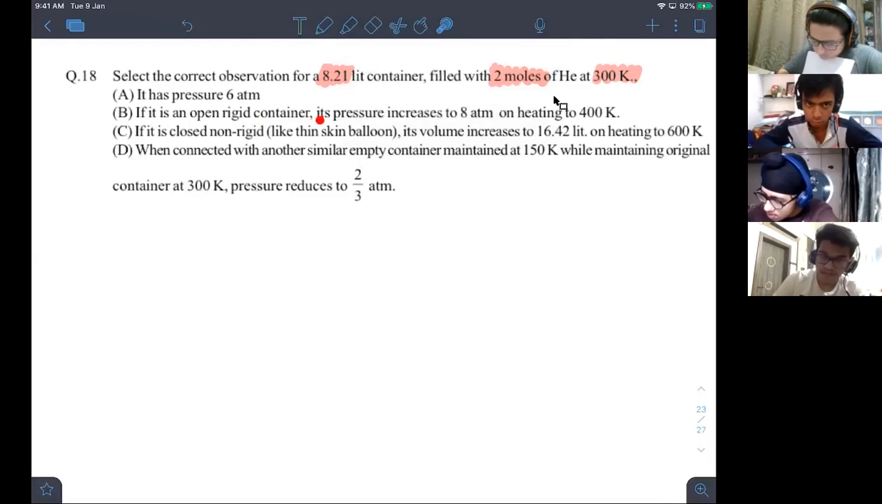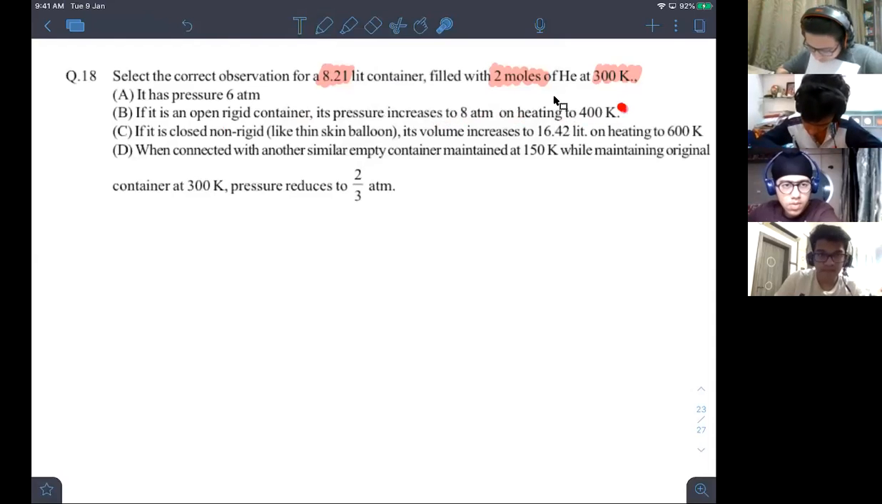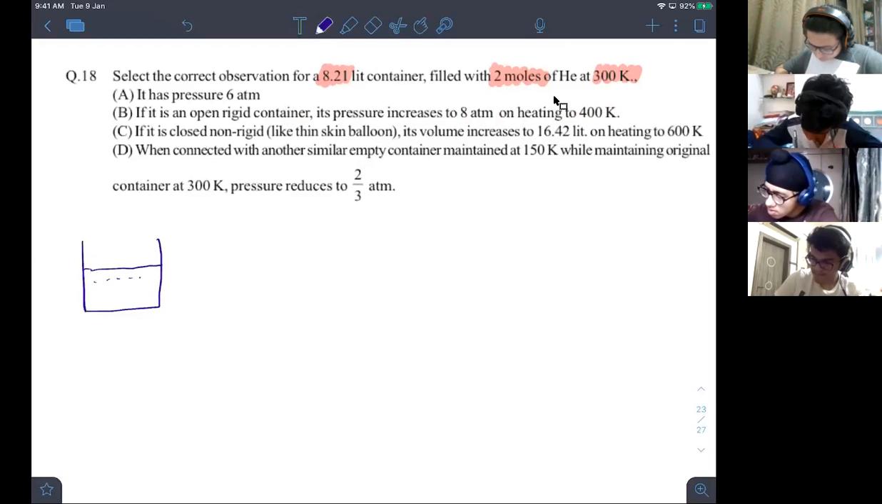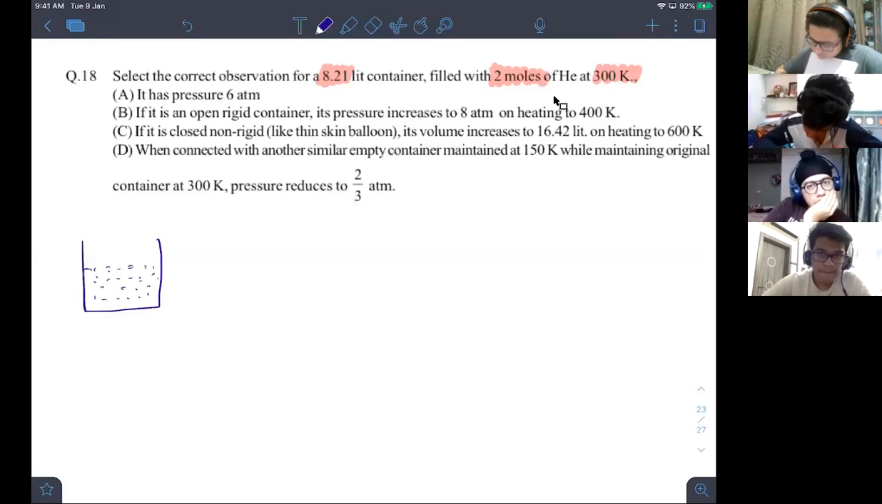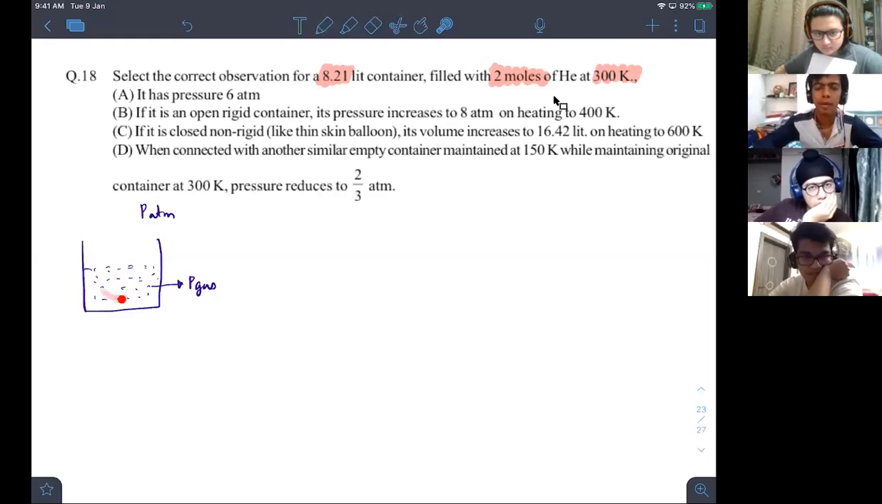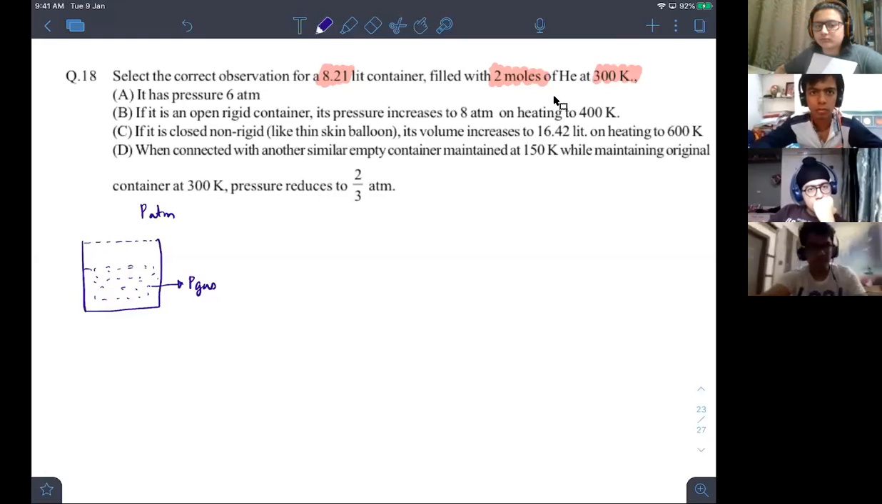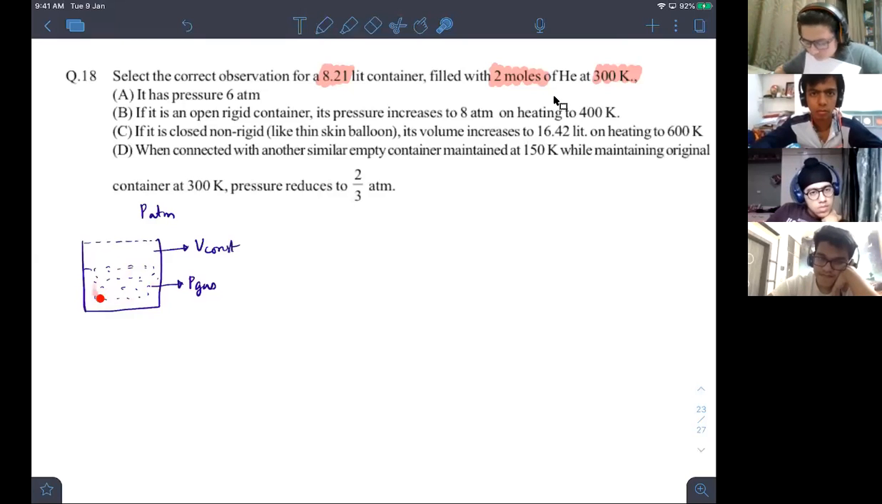So if it is an open rigid container, its pressure increases to 8 atm on heating to 400 kelvins. Is this statement correct? Please understand, when it is an open container case, if at all we have any gas here, then initially before you apply any temperature, the pressure of the gas and atmospheric pressure are the same. And the volume of the container is a virtual volume, and this virtual volume is constant. It is not changing. So the only thing that is changing is the number of moles and temperature.